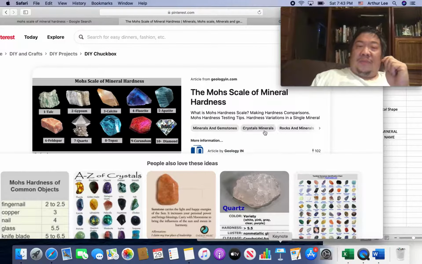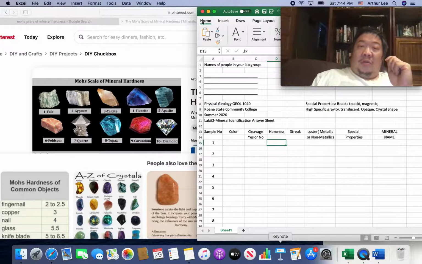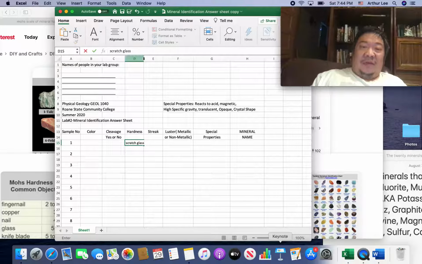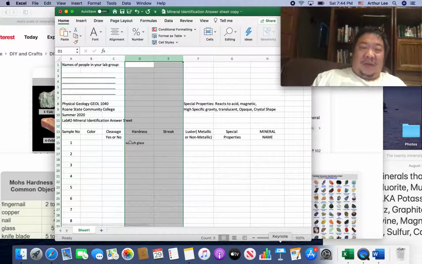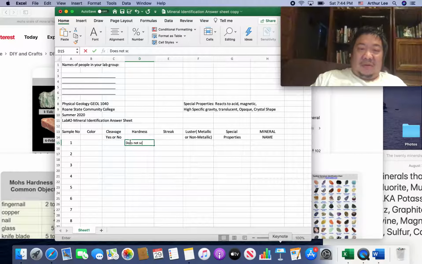Now for hardness, all you got to do for this lab is say, does it scratch glass or not? If it does scratch glass, write in scratch glass. If it doesn't scratch glass, then you say does not scratch glass.